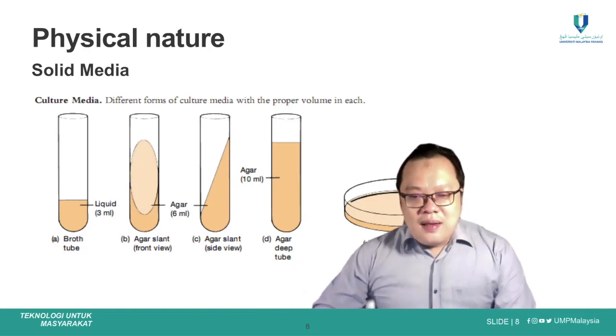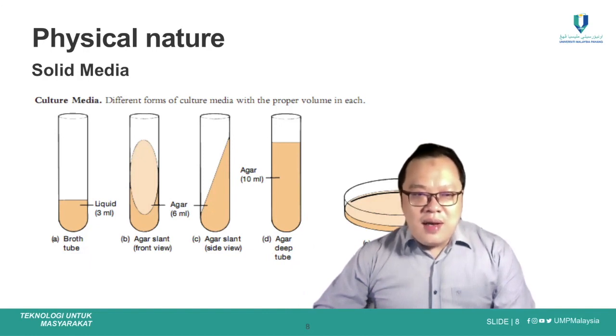The bacteria culture in the petri dish, we can maintain for about 2 to 3 weeks until the agar is dried out. However, the agar slant and agar deep, we're able to maintain the bacteria or fungi culture for more than 1 month or 2 months, stored in the refrigerator.